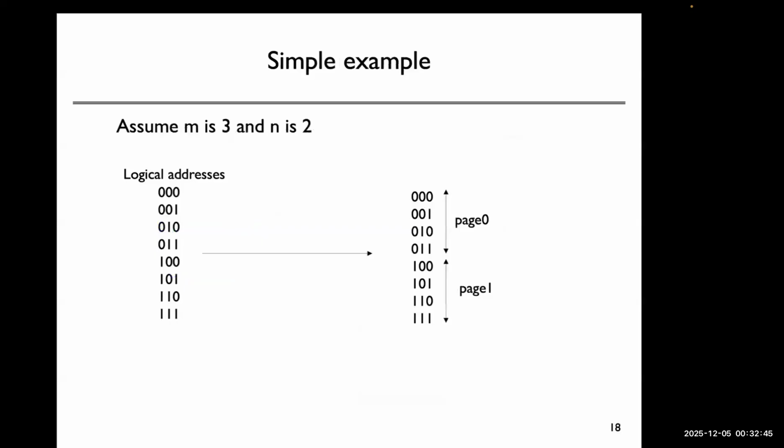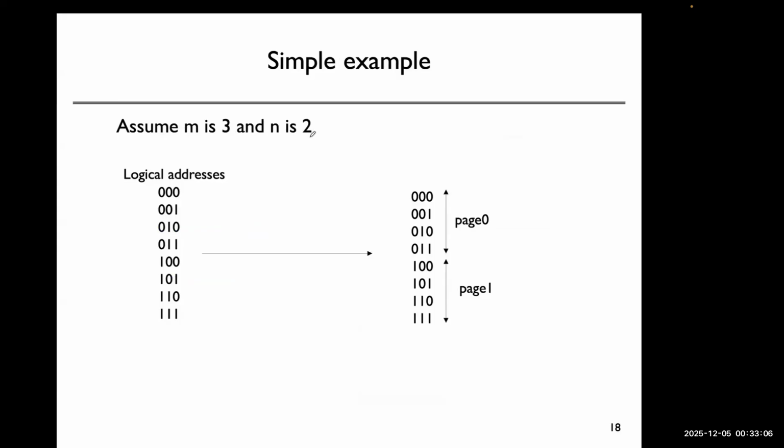Okay, so here is an example. M is 3 and N is 2. What does it mean? M is 3 means that the total number of address bits is 3. So it means how many memory locations do we have? 2 raised to power 3 equal to 8. So the logical address space is from 0 to 7, right?